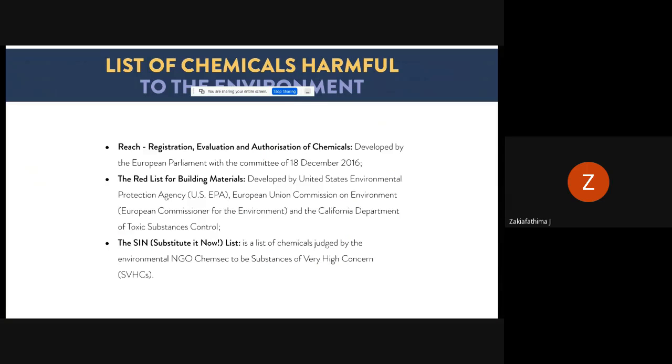So the list of chemicals harmful to the environment. How do you find the list of chemicals harmful to the environment? These are the three main places where you can find them. REACH stands for Registration, Evaluation, and Authorization of Chemicals. This has a full list of all the chemicals harmful to the environment.